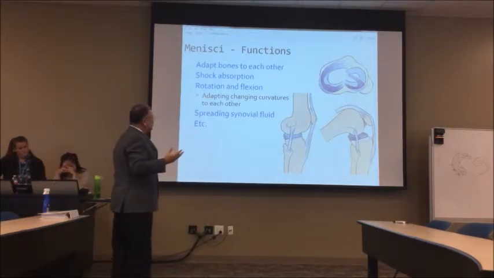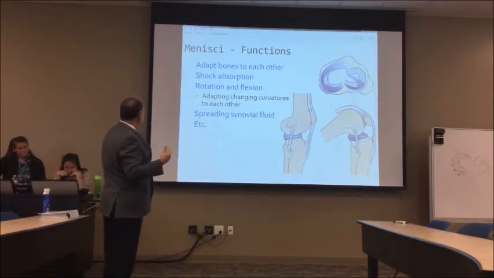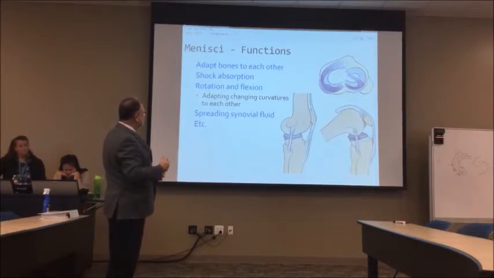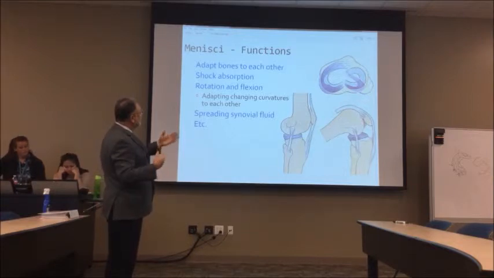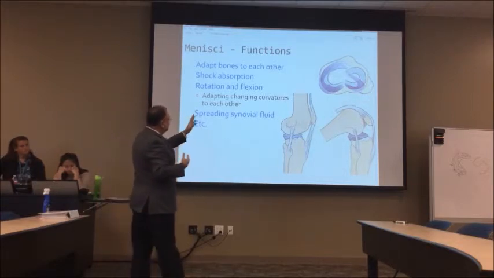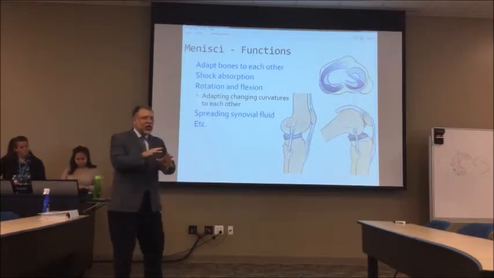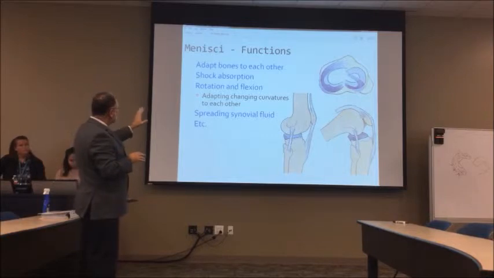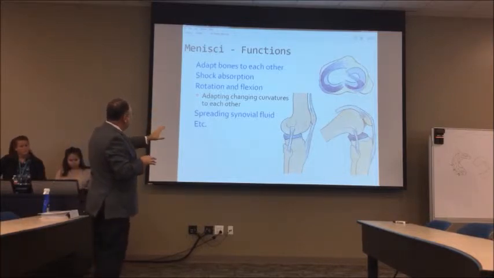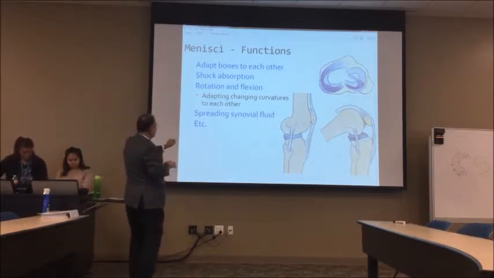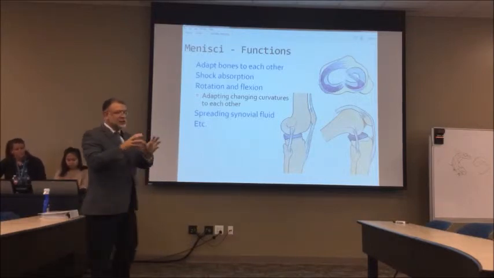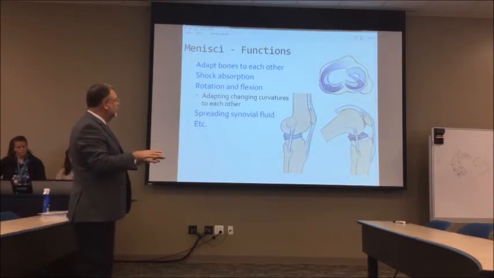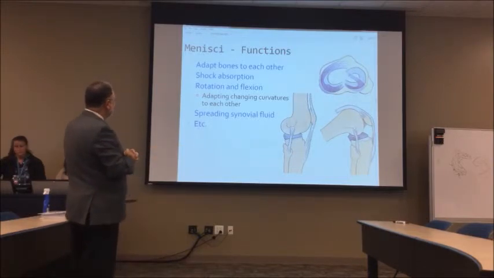So, like I said, it works like a shock absorber. They adapt to the bones of the femur and the tibia for specific movements such as flexion and extension. The meniscus will change its shape a little bit on the gliding motion. So rotation and flexion are going to adapt, and they're going to change the curvature relative to each other. By doing this, the synovial fluid within the joint is going to expand and distribute a little bit more efficiently.